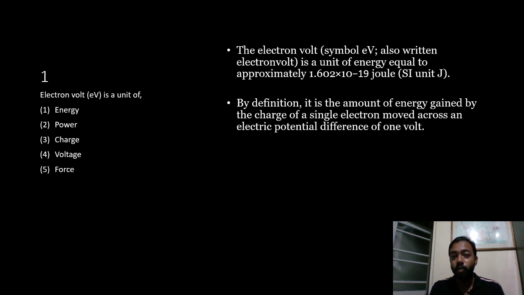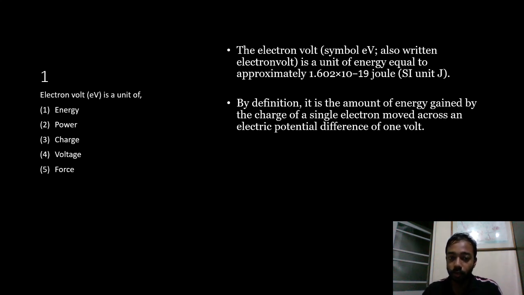The symbol is eV, and the energy here is approximately equal to 1.602 times 10 to the power minus 19 joules. By definition, it is the amount of energy gained by the charge of a single electron moved across an electric potential difference of 1 volt.